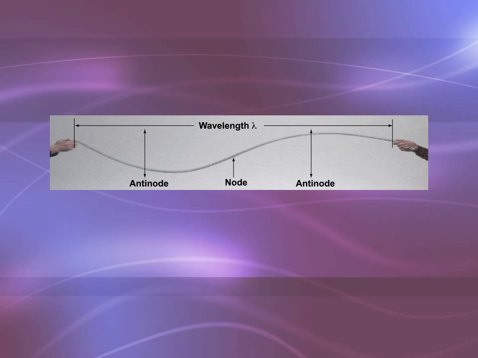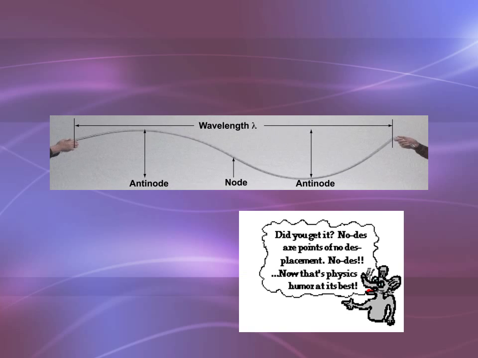And the 2 ends don't move in this case, except for the person on the right giving it the motion. But we're going to ignore that. And then the 2 places in between the node and the 2 ends, those are called the antinodes. Now, some of you are not going to like this, but the best way to remember that the bit in the middle that doesn't move is a node is with a pun. Nodes are points of no displacement.